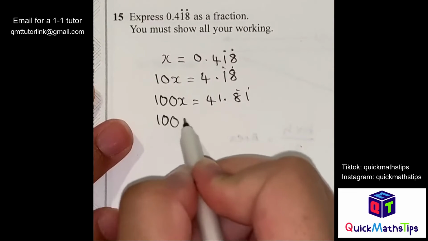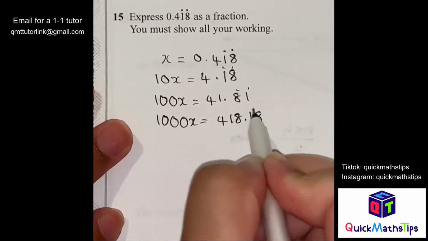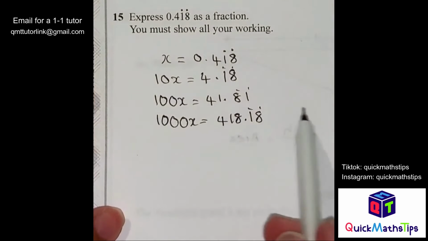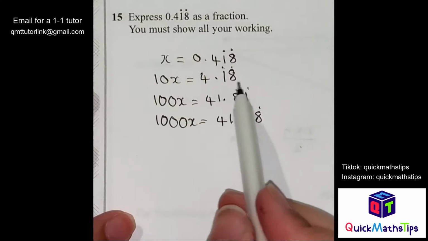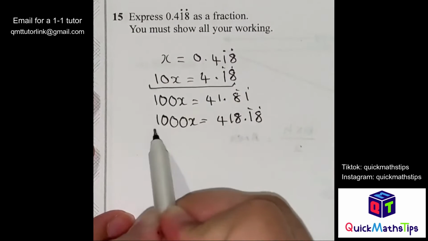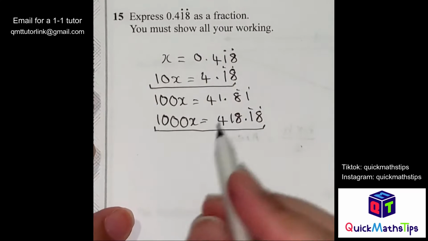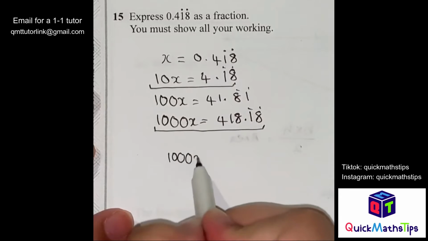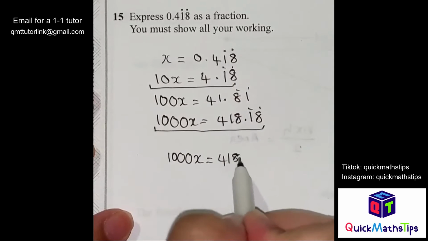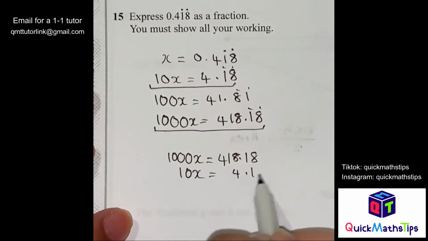And I'm going to work out 1000x, which is going to be 418.18 recurring. Now I'm going to see which two are matching after the decimal point, because I need the recurrings to cancel out. So 10x and 1000x are matching because they both have 18 recurring after the decimal point. So I've got 1000x, which is 418.18 recurring, take away 10x, which is 4.18 recurring.